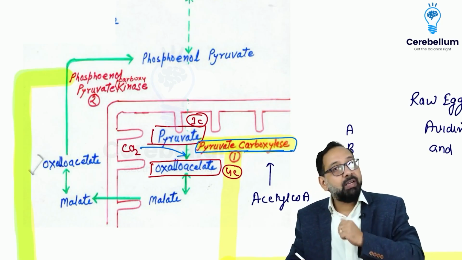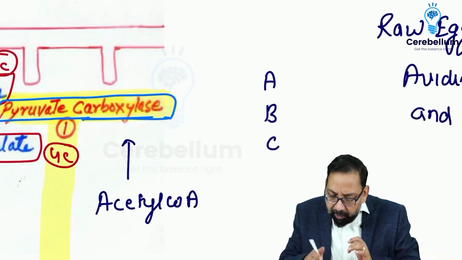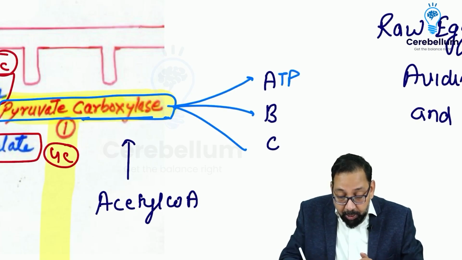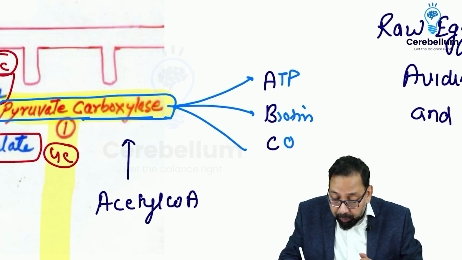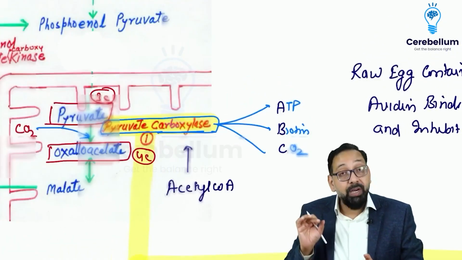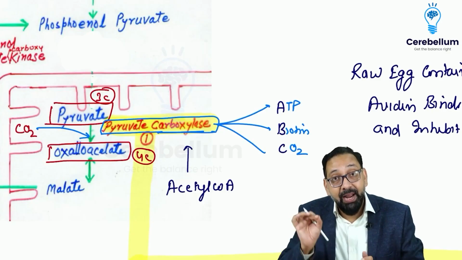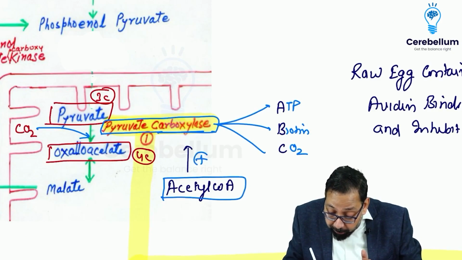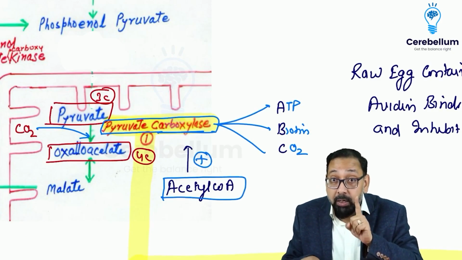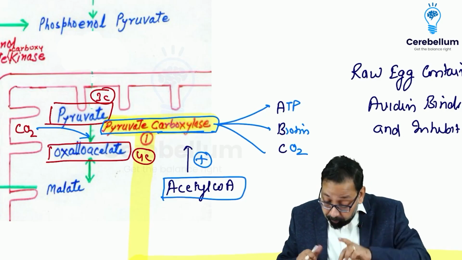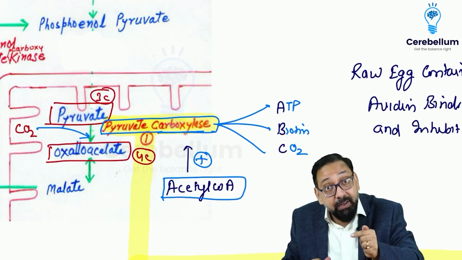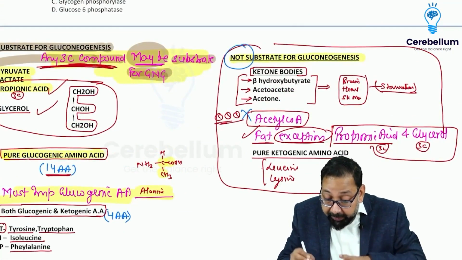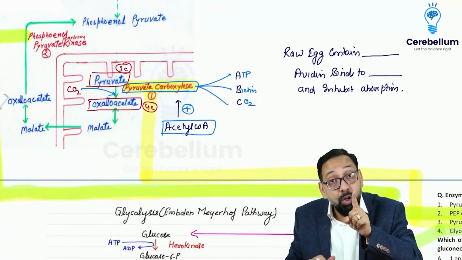of the enzyme pyruvate carboxylase. And wherever you find a carboxylase, the mnemonic is ABC: A for ATP is used, B for biotin is used, C for carbon dioxide is used. So pyruvate carboxylase requires ATP, biotin and carbon dioxide. Now acetyl coenzyme A is a very important activator of pyruvate carboxylase. Listen carefully: acetyl coenzyme A is an activator of gluconeogenesis. It is not a substrate. It is an activator of gluconeogenesis.